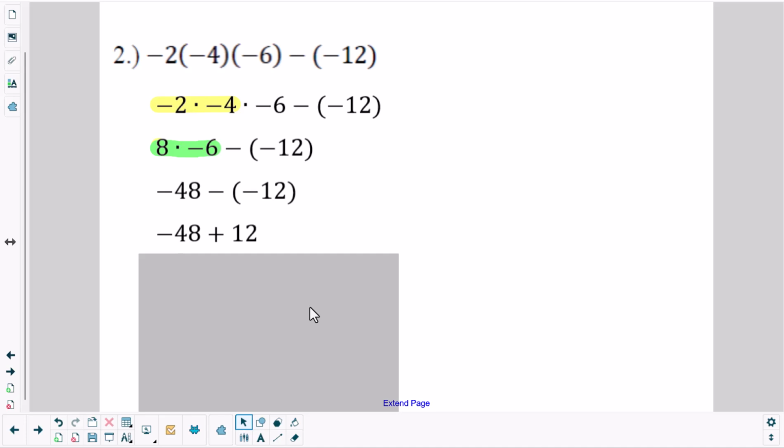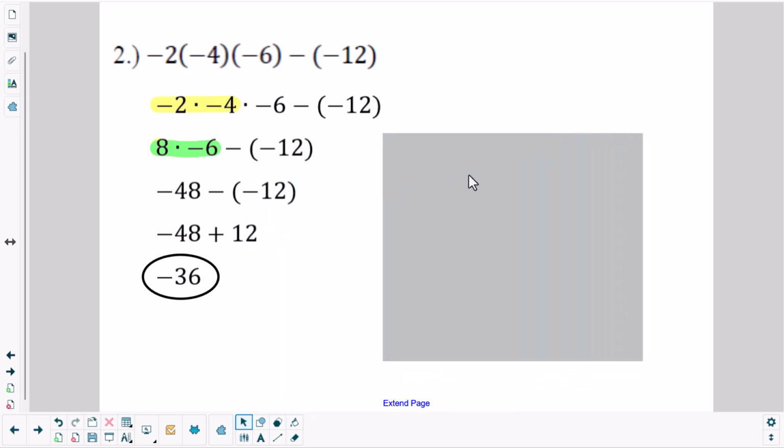Since the signs are different, we're going to find the difference. We're going to subtract those numbers. 48 minus 12 is going to get us 36. -48 has a greater absolute value, so our answer will be negative.